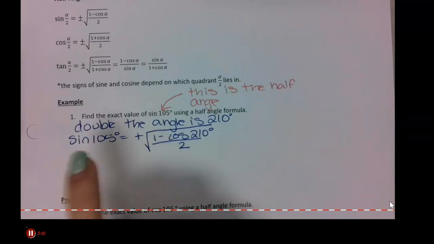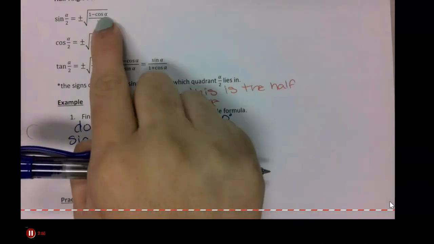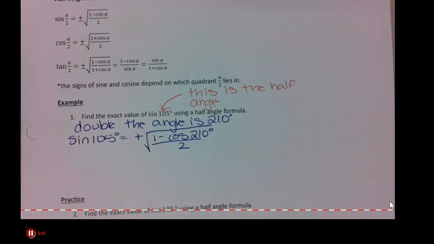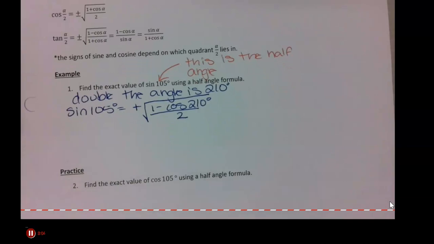So like that is the half angle. I've replaced it with 105, so double that is A. So I've doubled it over here. Okay. Then I want to evaluate cosine of 210. Remember, this is back from the beginning of the semester when we were doing reference angles.